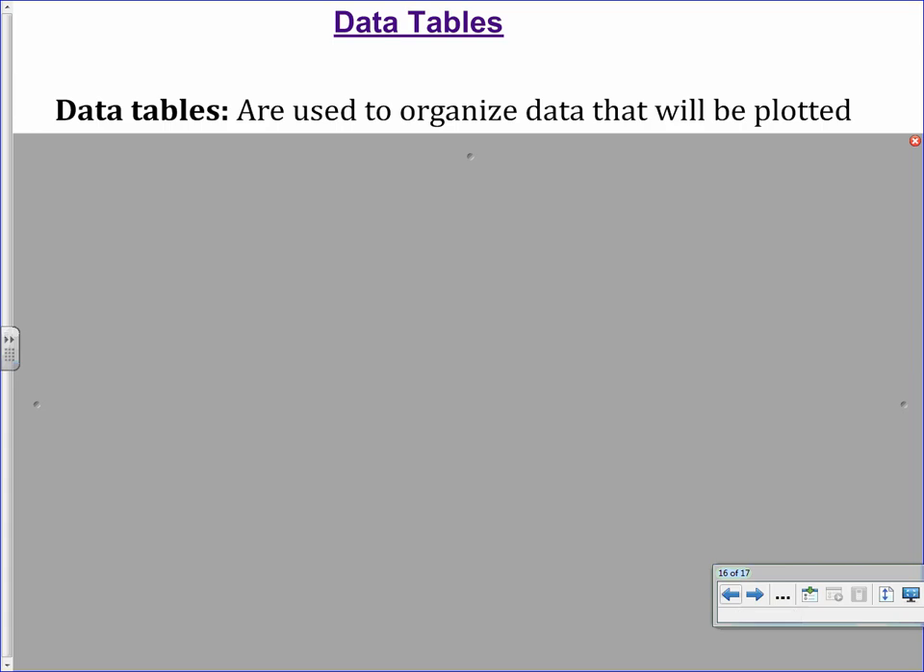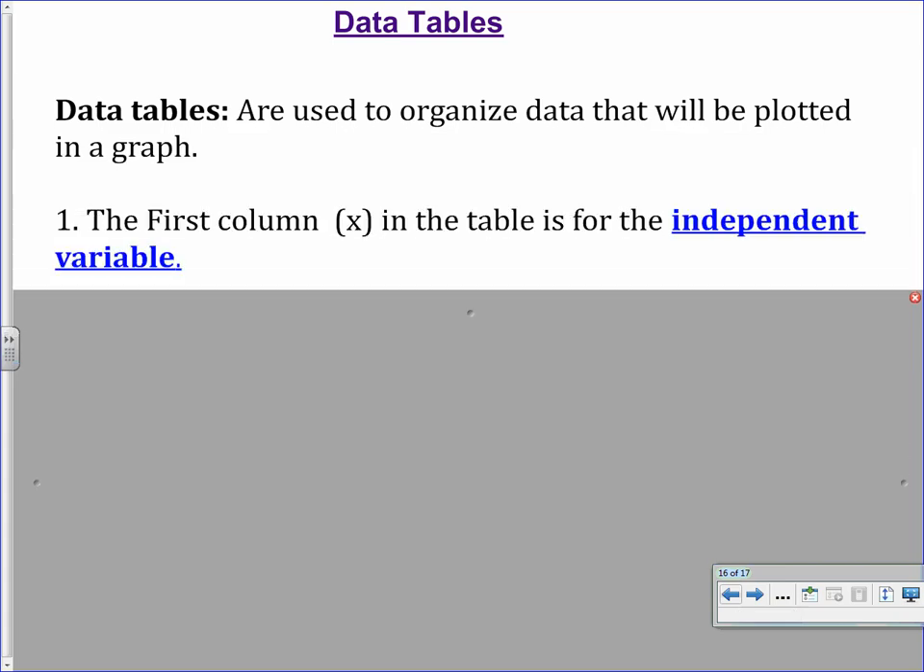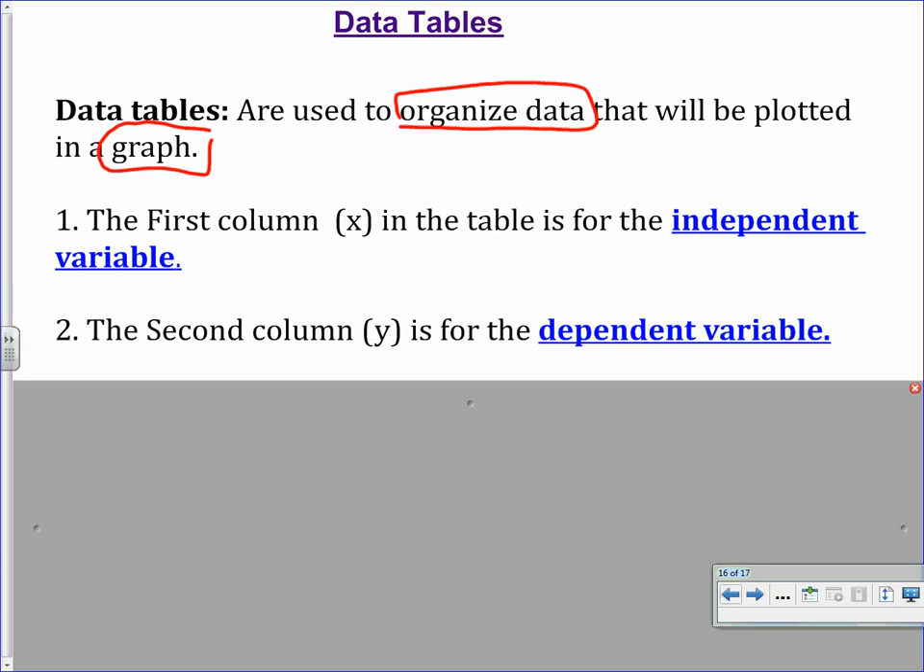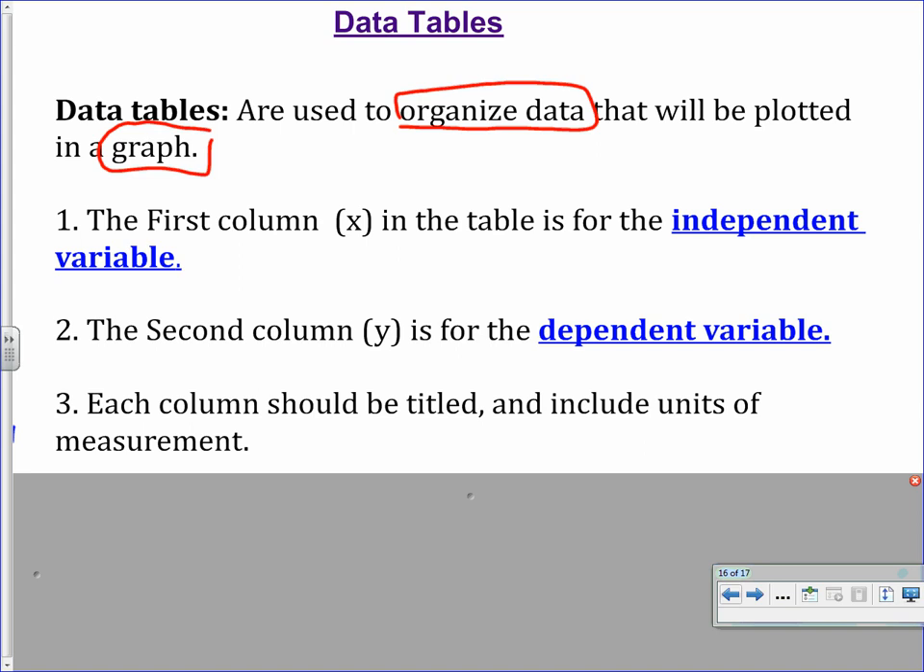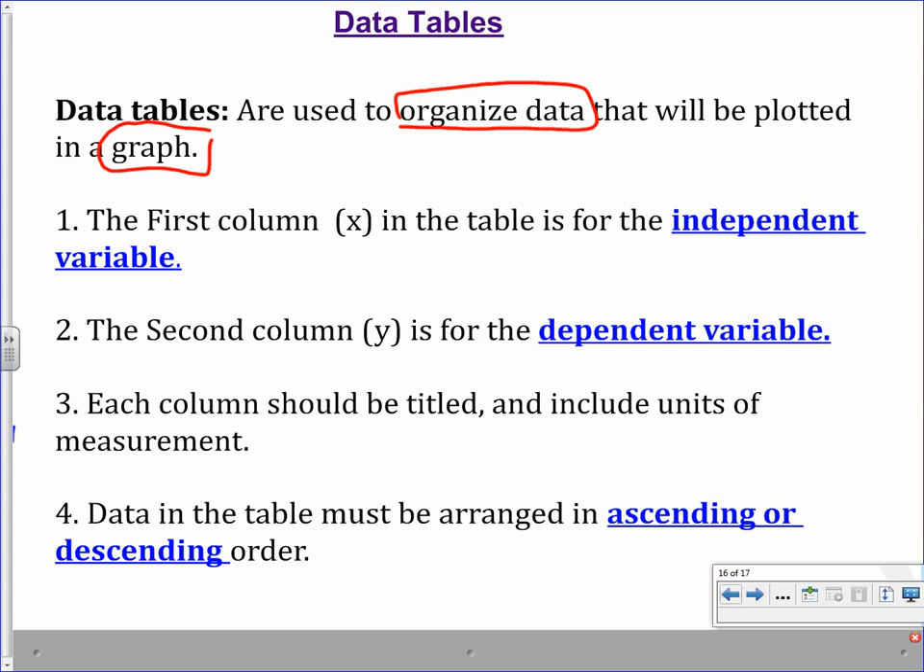Okay, data tables. The first column is used for the independent variable. Your data tables are used to organize your data that would be plotted in a graph. So this is before the graph. You usually organize your data before the graph. Remember, the first column is for the independent. The second column is for dependent. We talked about that already. Each column should be titled and include units of measurement. And the last thing, I talked about this already, you must put it in order.